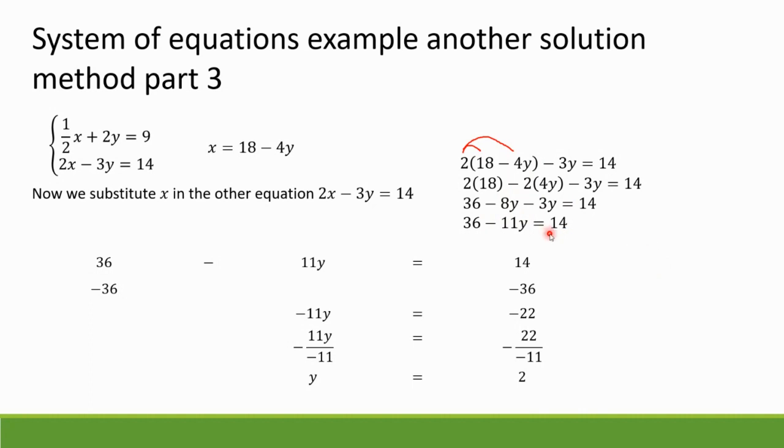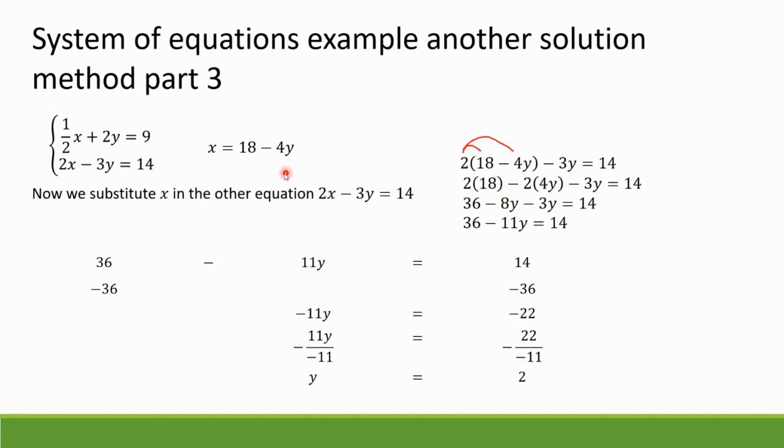And now we have one equation, one unknown. We can solve for that, and that's what I'm doing. I'm isolating y. So we have 36 minus 11y is 14. We subtract 36 from both sides, and we get negative 11y equals negative 22. And so we divide by negative 11 because we want y to be all alone. We get y equals 2.